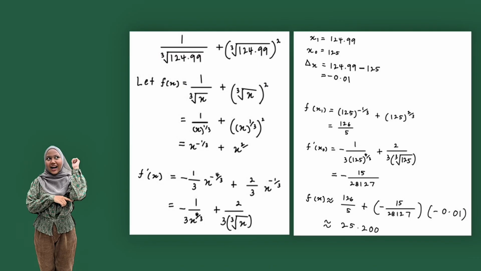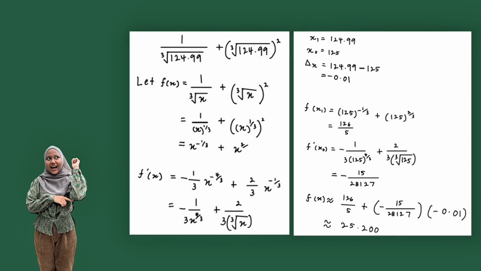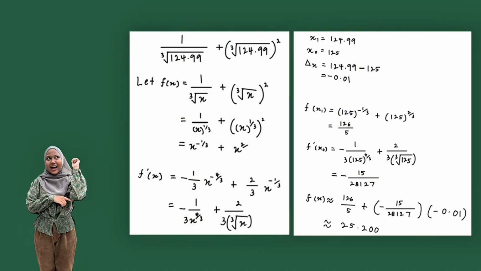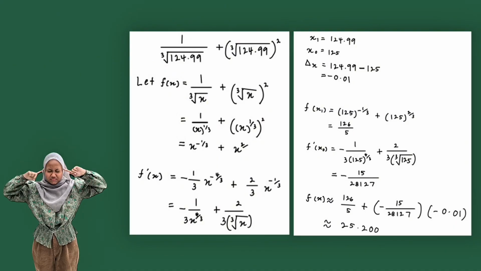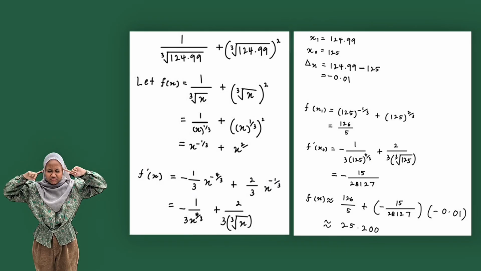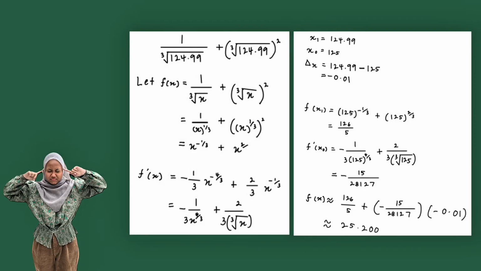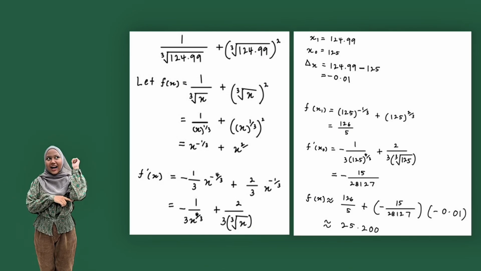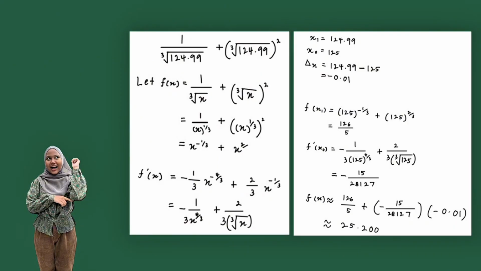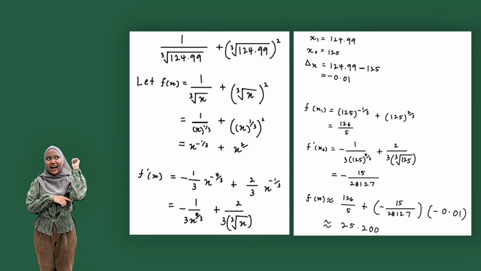The cube root of 125 equals 5. Then I determine the values of f of the estimated value and f prime of the estimated value inside the equation. For f of 125, for f prime of 125, it's approximately equal to negative 15 over 28,127. Lastly, I apply the linear approximation formula, which is f(x) approximately equal to f of the estimated value plus f prime of the estimated value times delta x. Then we substitute it.